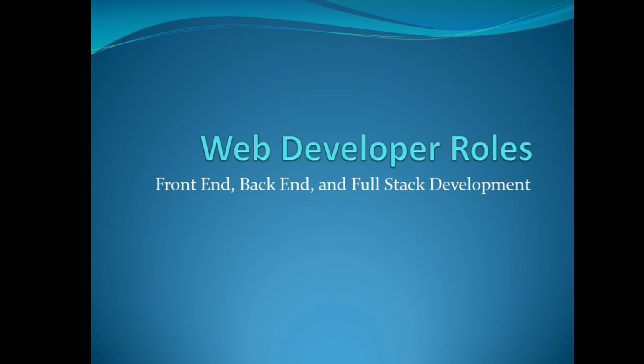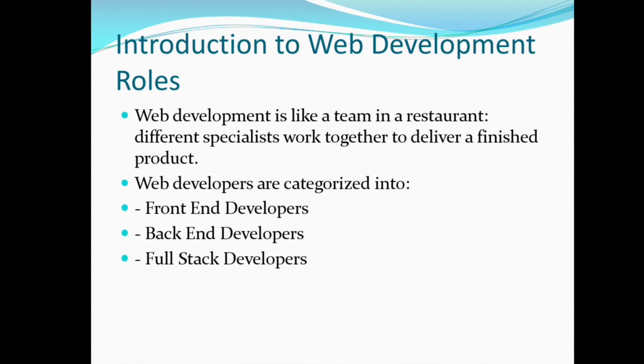Basically, web development involves front-end, back-end, and full stack. So what is this web development role? If you take an example of a restaurant, what is the purpose of the restaurant? To serve the food to the customer. So serving food to the customer involves different roles. We need to prepare the food, we need to clean the bowls, we need to serve the food. Here there are 3 different teams involved to finally serve the food to the customer.